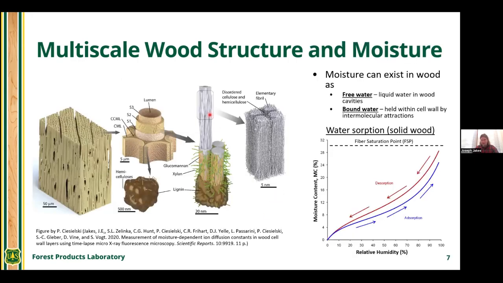Now, if we go in and look at smaller length scales, both the fibers and tracheids have a similar cell wall structure. So fibers and tracheids have these empty lumina, which are just empty spaces.